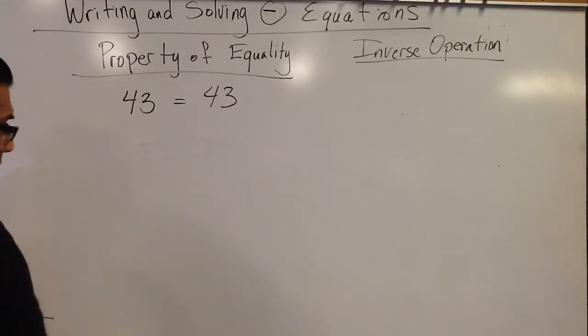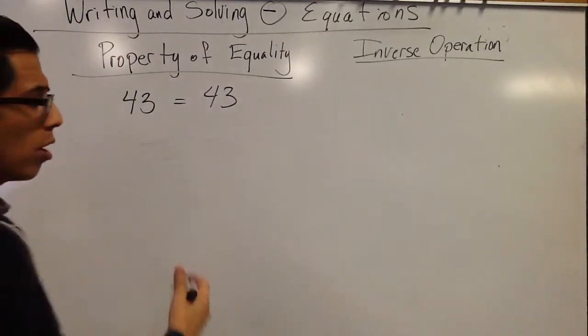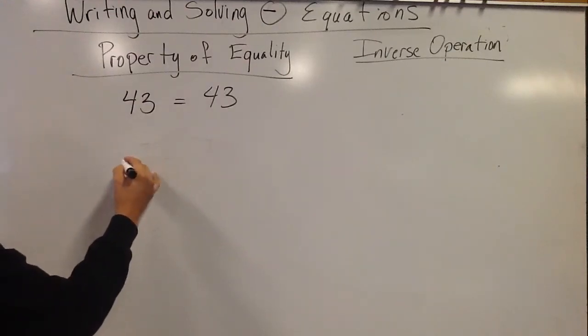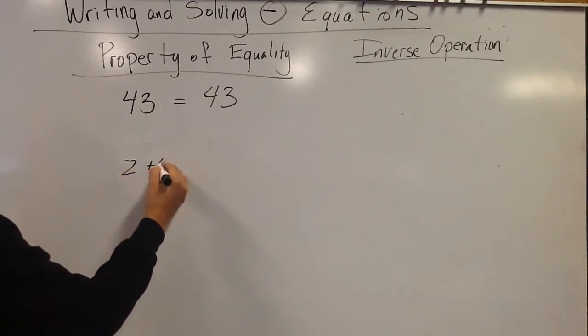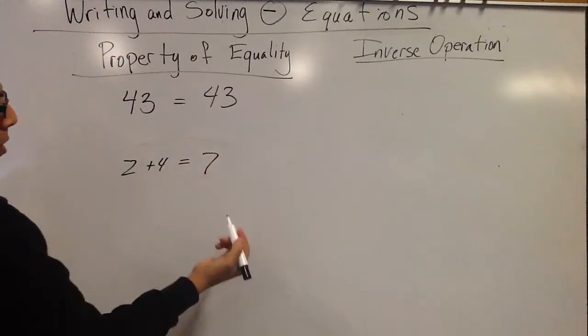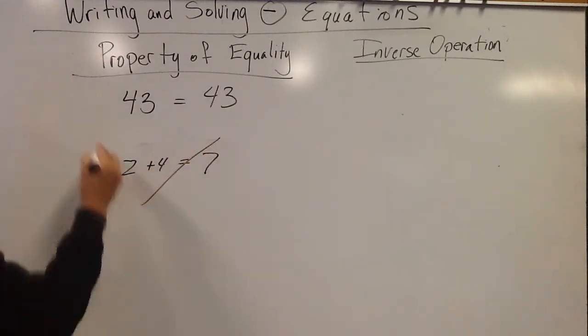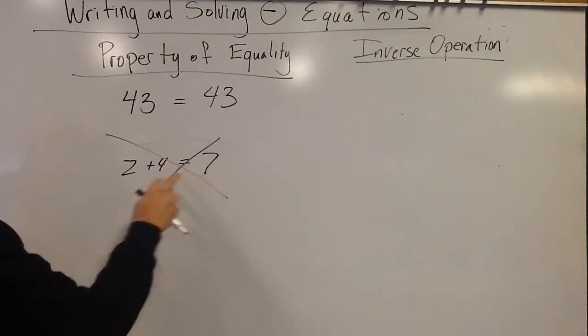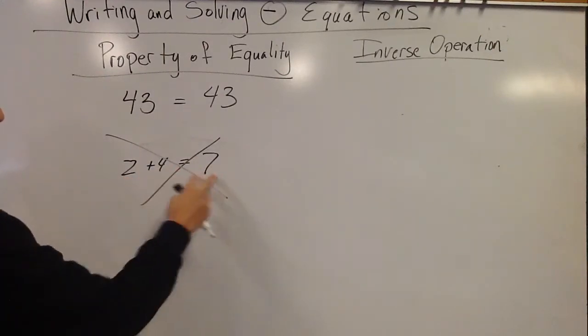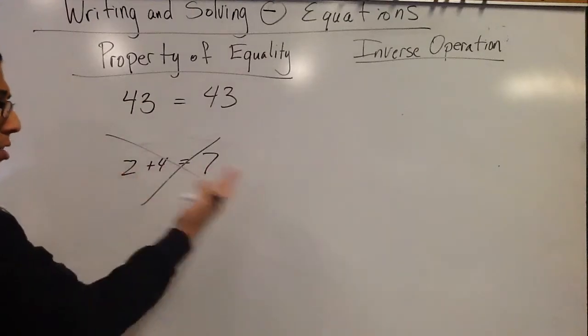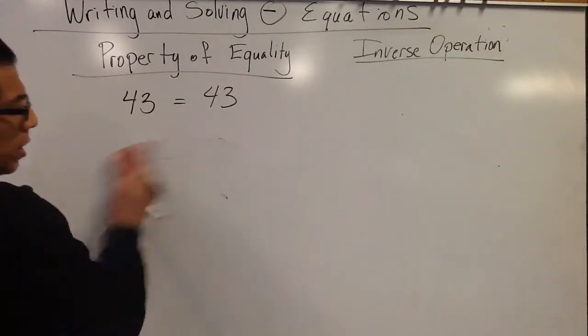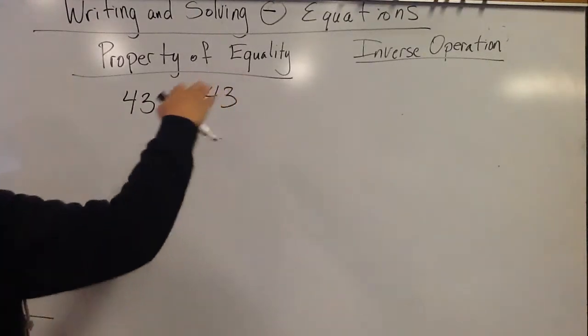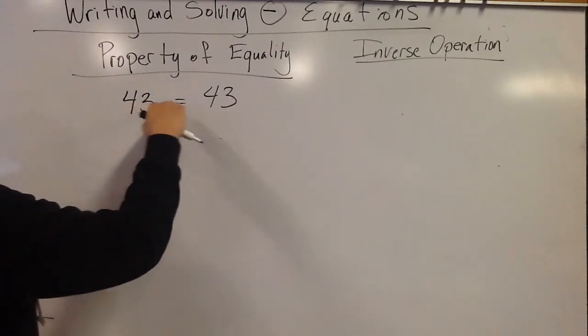Oftentimes, you will see that you'll get a problem wrong. Maybe you did 2 plus 4 and you thought it was 7 on the test and it was wrong, right? Well, really what that means is that both sides of your equation weren't equal. This isn't true. And so they were basically just telling you that's not true. And so going back to here, we know that 43 equals 43.